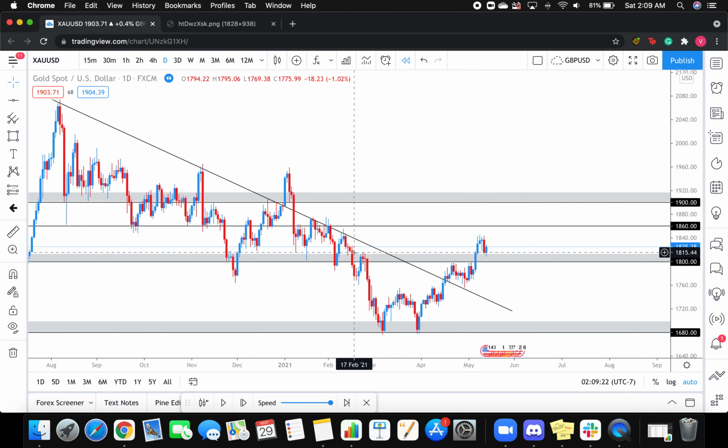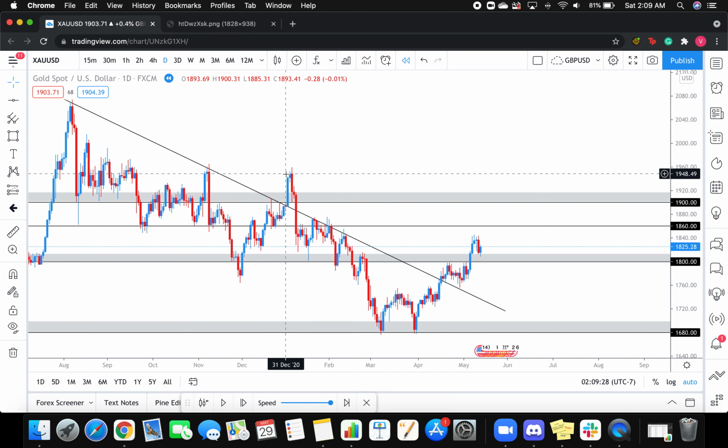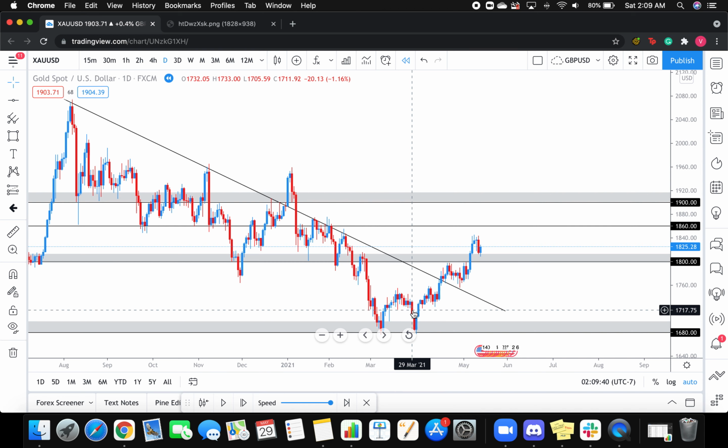On the daily time frame, we see that bearish structure again being respected, that little fake out that we just discussed on the weekly time frame. We see that happening here. We see price tapping into previous consolidation. We see it coming back down, retesting 1860, and then continuing back down from there to 1680.